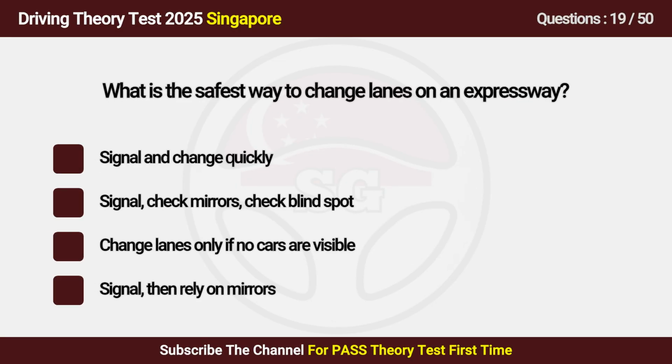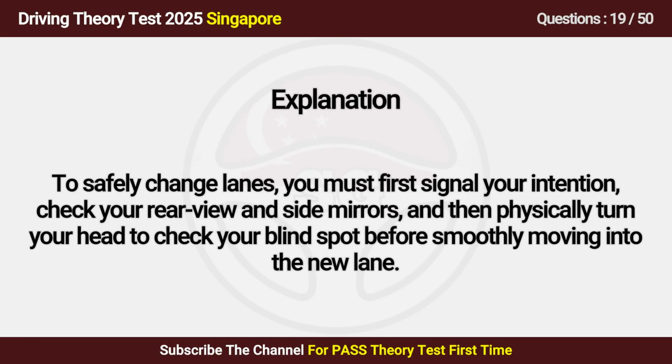Question 19. What is the safest way to change lanes on an expressway? A. Signal and change quickly. B. Signal, check mirrors, check blind spot. C. Change lanes only if no cars are visible. D. Signal, then rely on mirrors. Answer is B. Signal, check mirrors, check blind spot. To safely change lanes, you must first signal your intention, check your rear and side mirrors, and then physically turn your head to check your blind spot before smoothly moving into the new lane.